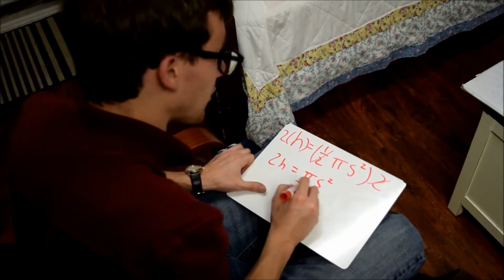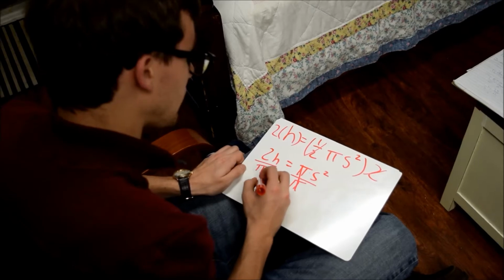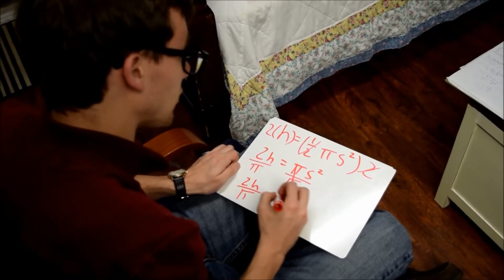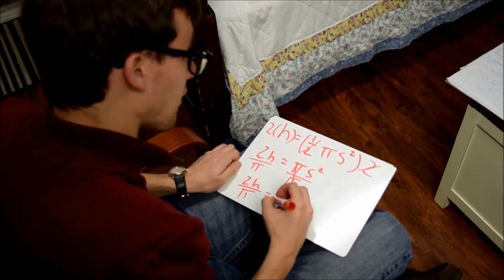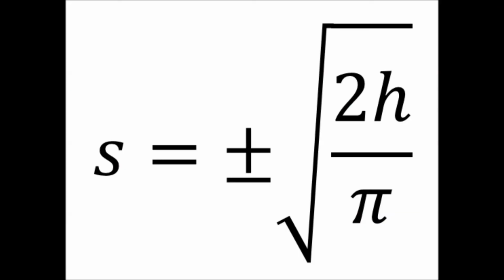Now I need to divide both sides by pi, and we get 2h divided by pi is equal to s squared. Finally, I take the square root of both sides. At this point, I know that s is equal to plus or minus the square root of 2h divided by pi.